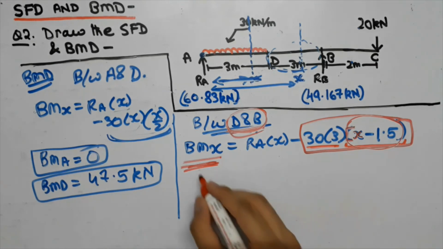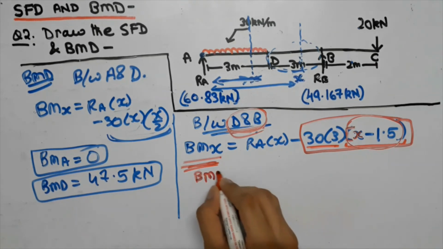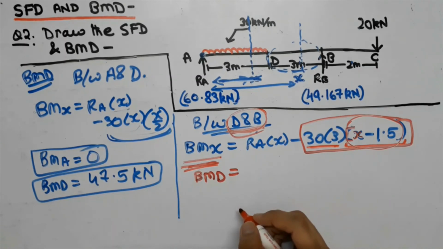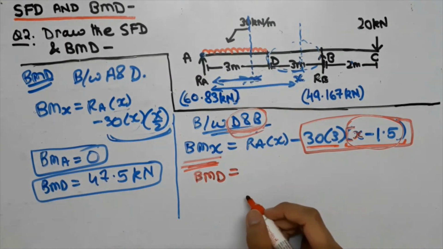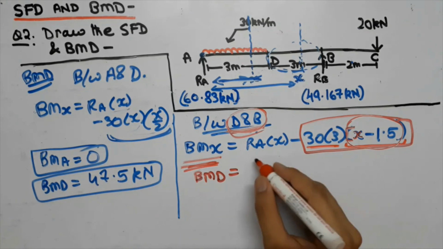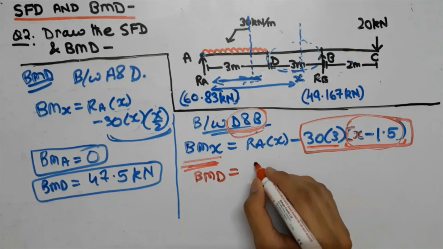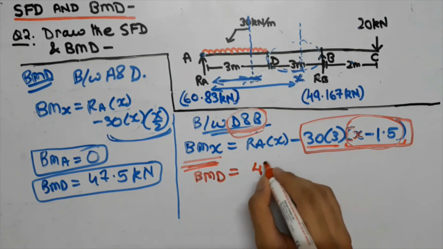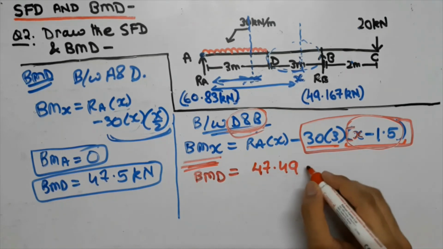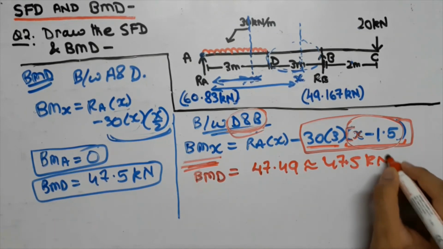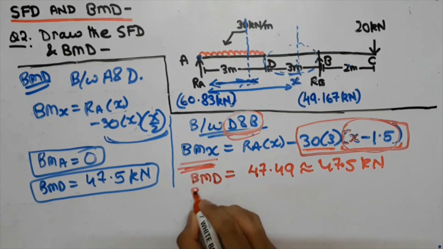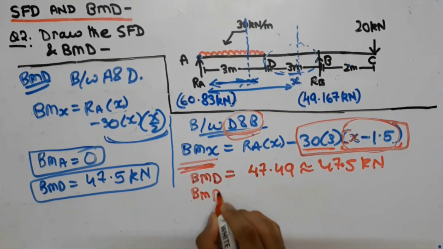So guys, now we are going to find the value of BMD, that is the bending moment at point D. So we can see that D is at a distance of 3 meters from A, so we will replace x by 3. On doing that, you will get the value of BMD as 47.49 or 47.5 kilonewton.